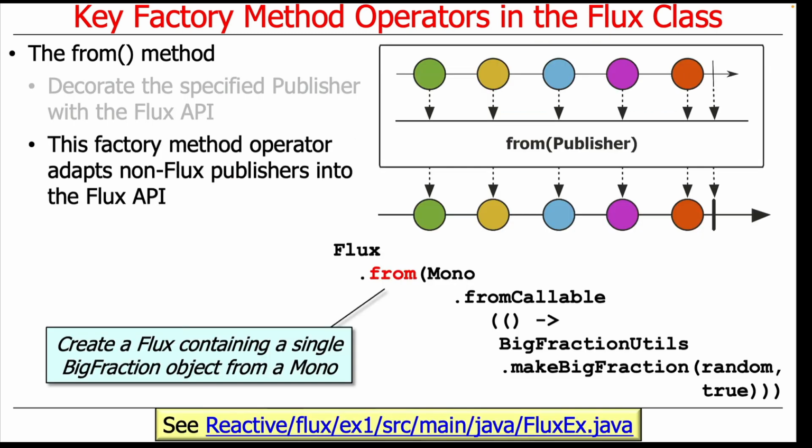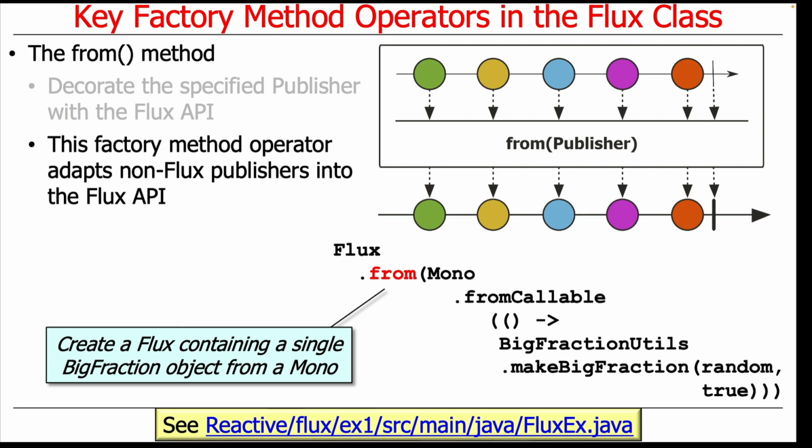This factory method operator from adapts non-Flux publishers into the Flux API. So what would be an example of this? Well, here's an example where we're going to take a method we'll look at later called makeBigFraction, which is going to make a random big fraction. And we're going to have it generated dynamically. What does that mean? That means, remember, this thing's going to generate a random number.